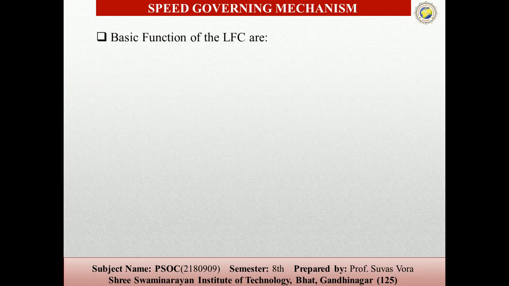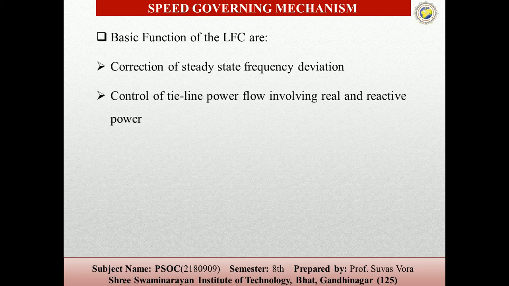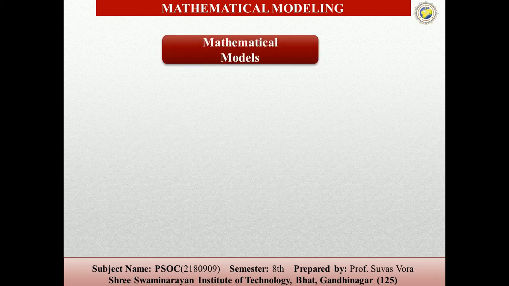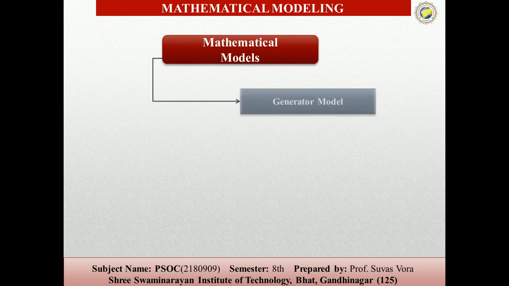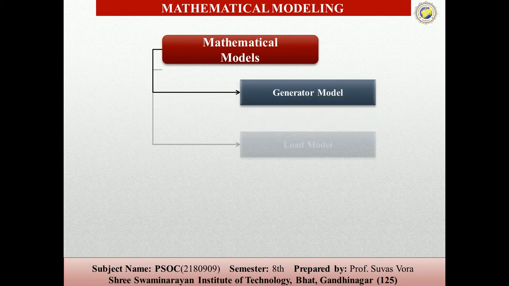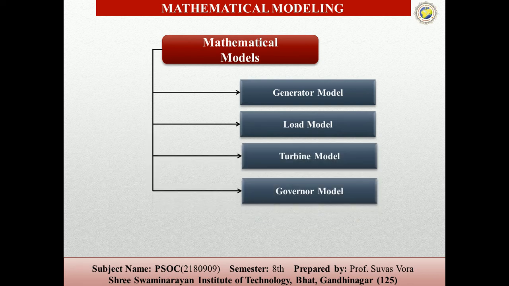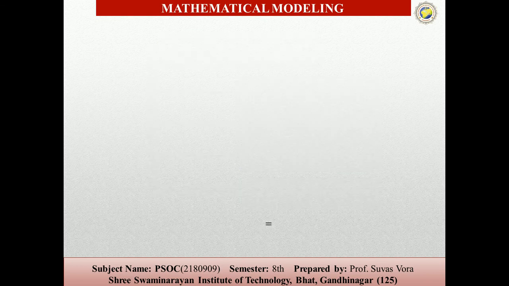Now the mathematical modeling, like the functions of the LFC, as I just told you. Then the mathematical modeling. So depending on the steam valve pistons, the turbine prime mover changes its output power to get the real power balancing. So mathematical modeling is divided into 4 main parts. The first one is the generator model, then after the load model, turbine model, and the last one is the governor model. Now start with the first, the generator model.